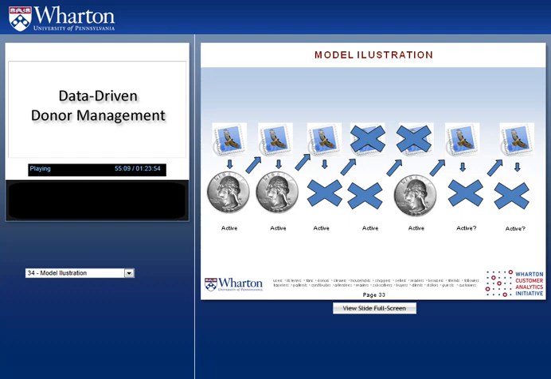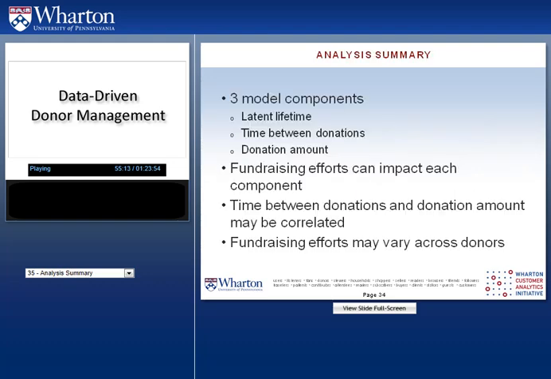So to just give a summary of what this analysis looks like, there are a couple of components in here. The three model pieces that we're working with, this idea of this latent lifetime. So is a customer still active? Is the donor still potentially going to give to us, or have they lapsed and are they gone for good? So that's one piece that we're going to take into account. We're also going to take into account the time between donations and the amount of the donation. And for all three of those model components, fundraising efforts can play a role.